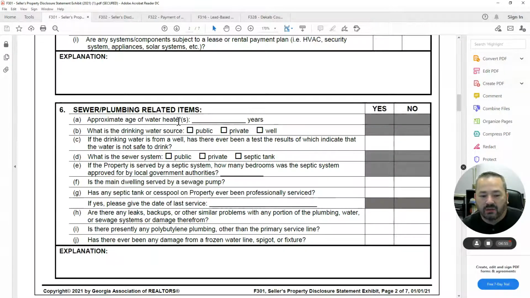Okay. The approximate age of the water heater. Where does the water come from? If it's from a well, have there ever been any unsafe tests? What is the sewer system? And these are very important disclosures, because some of the most common lawsuits that take place in real estate are around a property that was marketed as being on sewer, and it turns out it's on septic. And septic has the potential to be a very expensive repair.